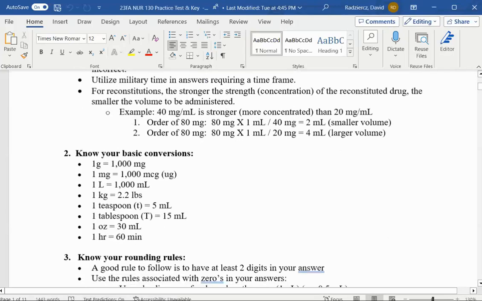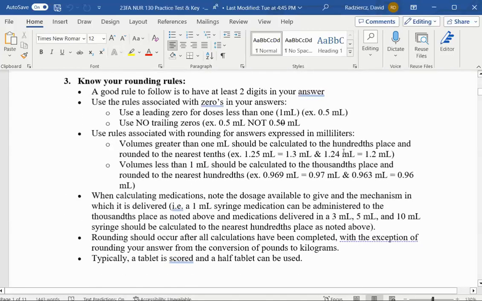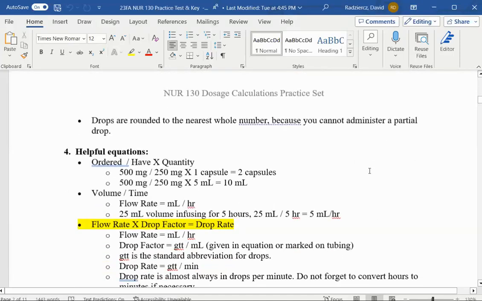The content is very similar to what you had in 110, where you still need to know your basic conversions. You still have the same rounding rules. You're doing oral-based medications, injectables, suspensions. But the thing that's different is the flow rate type questions. And so I went over those on Tuesday. I did record that and I uploaded it already to YouTube. If you didn't see it, just so you know that it's there.